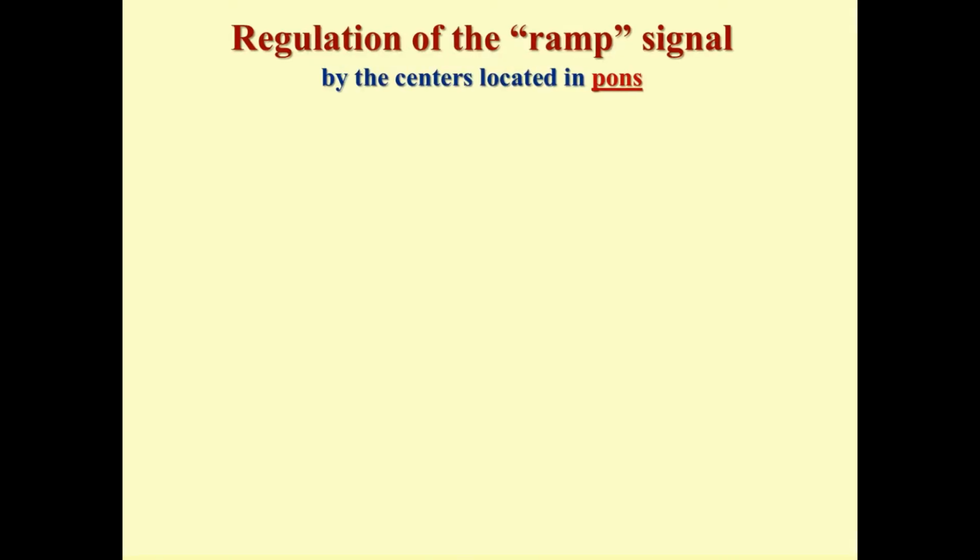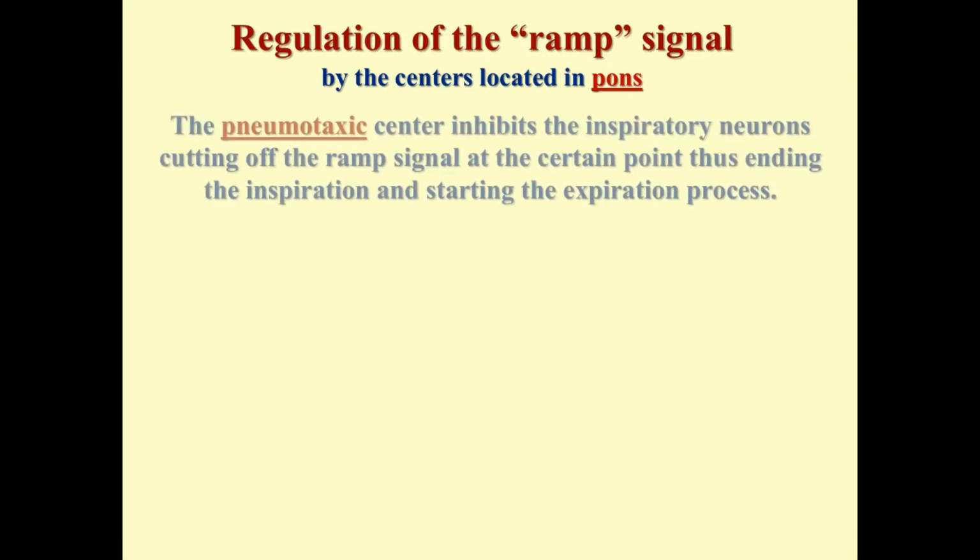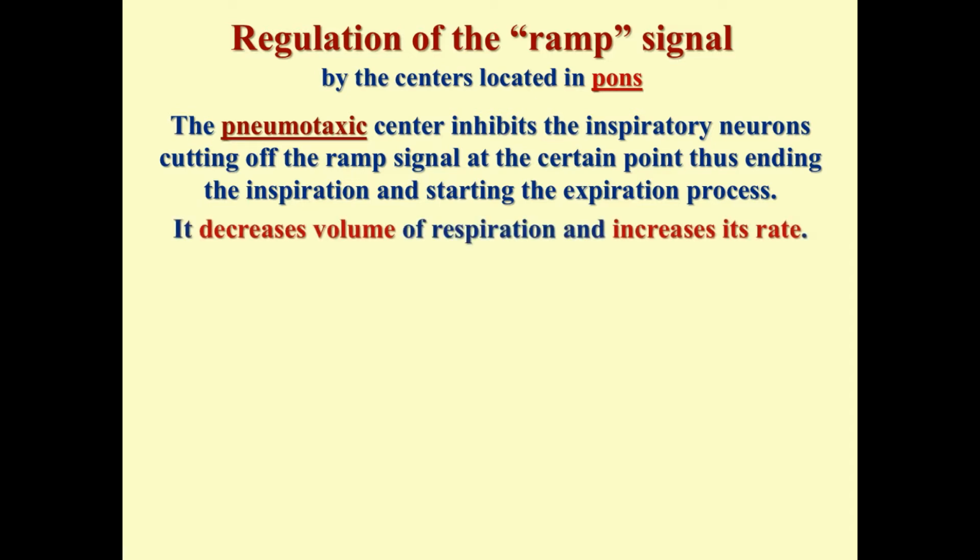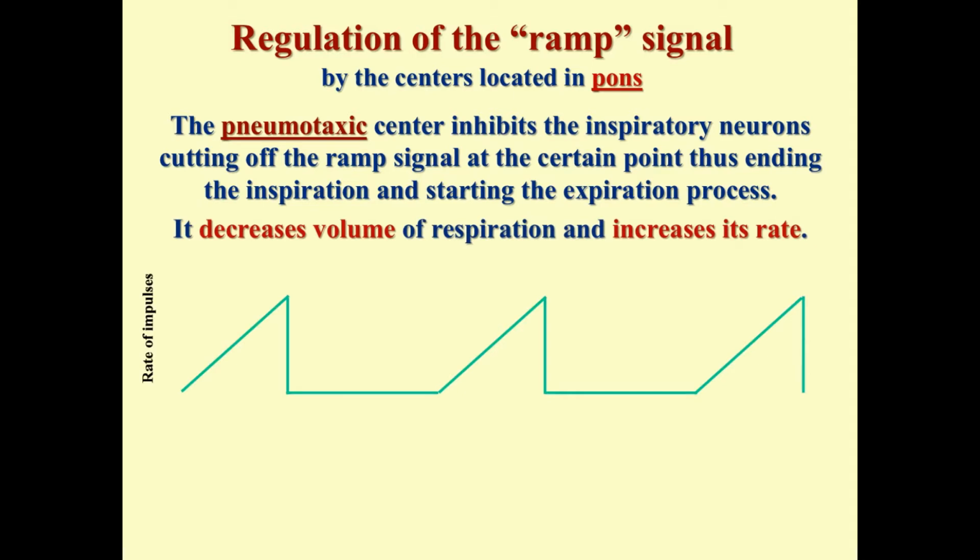Regulation of the ramp signal by the centers of the pons. The pneumotaxic center, as you remember, inhibits the inspiratory neurons by cutting off the ramp signal at a certain point, thus ending the inspiration and starting the process of expiration. As a result, the volume of respiration is decreased while the rate increases. Look, for comparison, first you see the normal, quiet respiration signal and how it is changed by the pneumotaxic center.